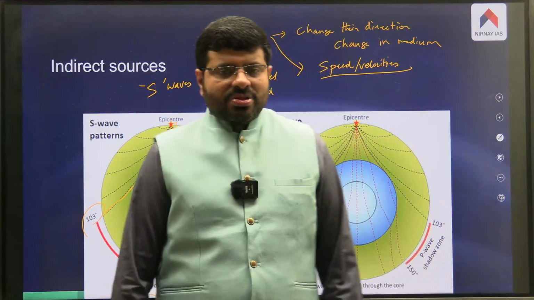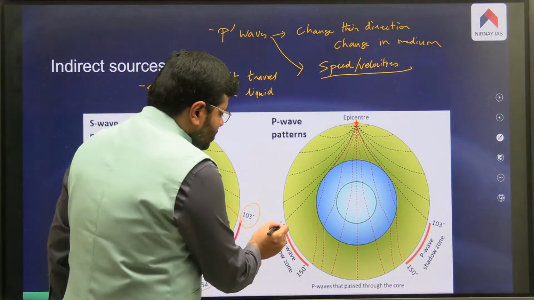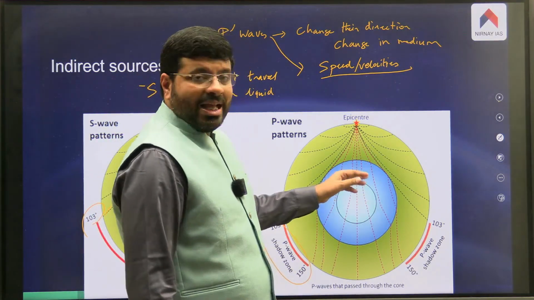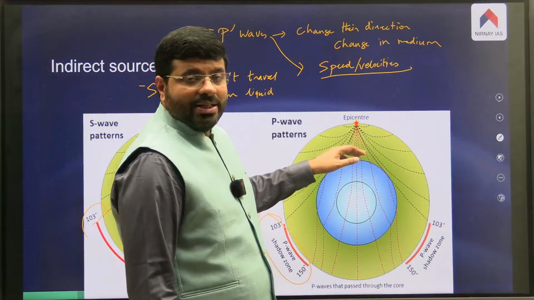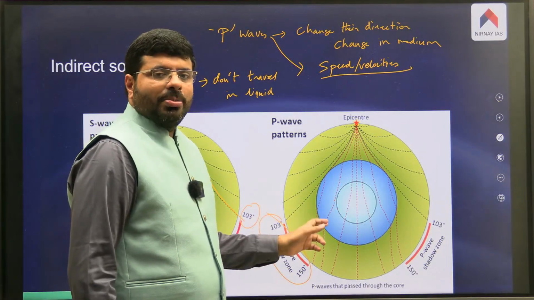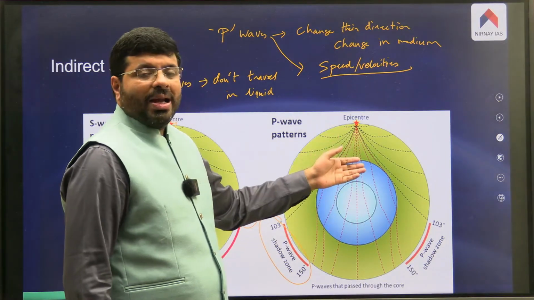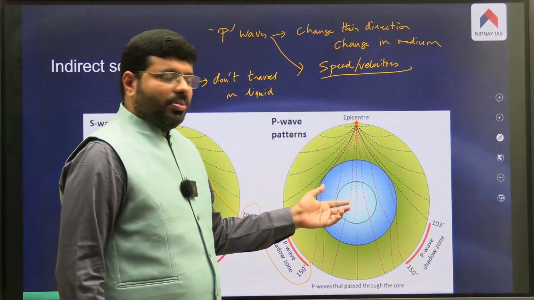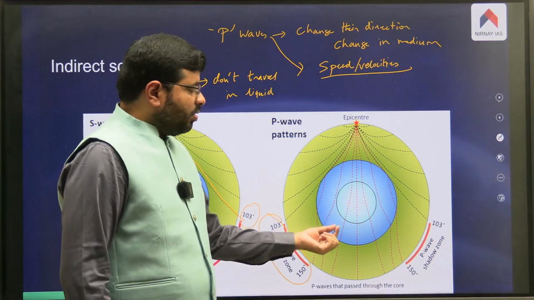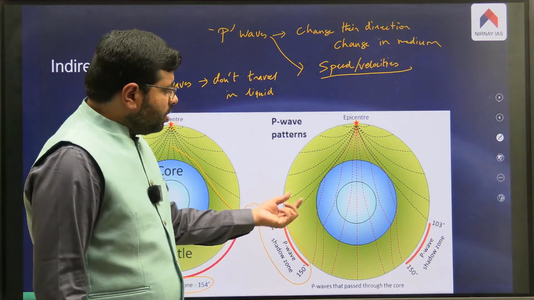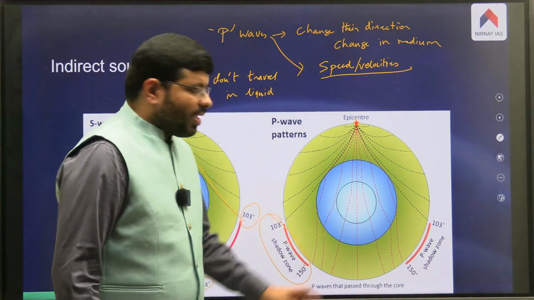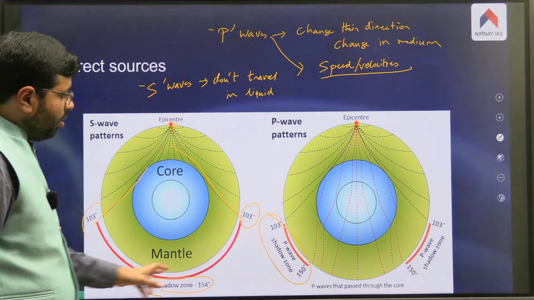Whereas for primary waves, the shadow zone is smaller, only 103 to 145, 150 degrees. Simple reason: at around 2880 kilometers into the interior, there is bending. Why are they bending? They are changing from the mantle into the core, which is a liquid medium. Outer core is liquid, inner core is solid. Because of that, no earthquake waves were reported for primary waves between 103 to 145 degrees, and for secondary waves beyond 103 degrees.